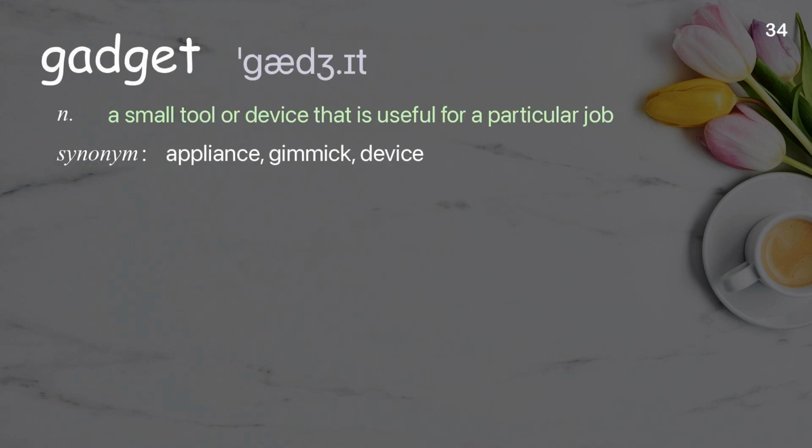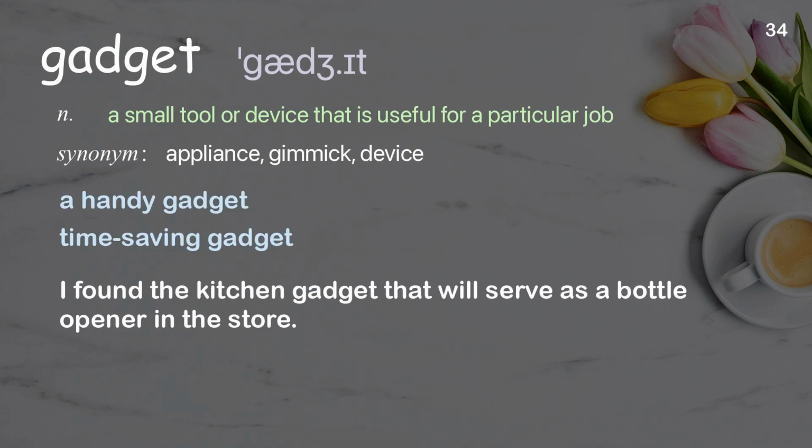Gadget. A small tool or device that is useful for a particular job. Examples: a handy gadget, time-saving gadget. I found the kitchen gadget that will serve as a bottle opener in the store.